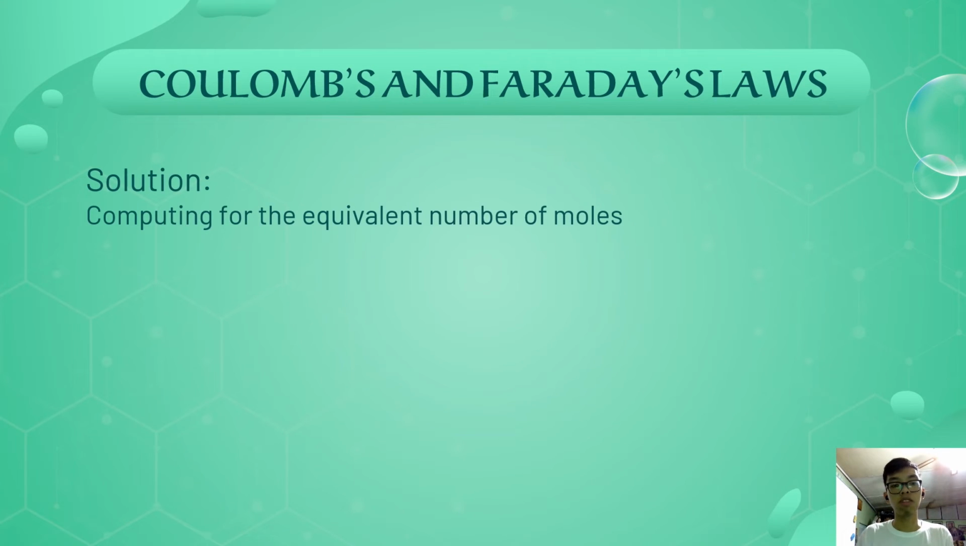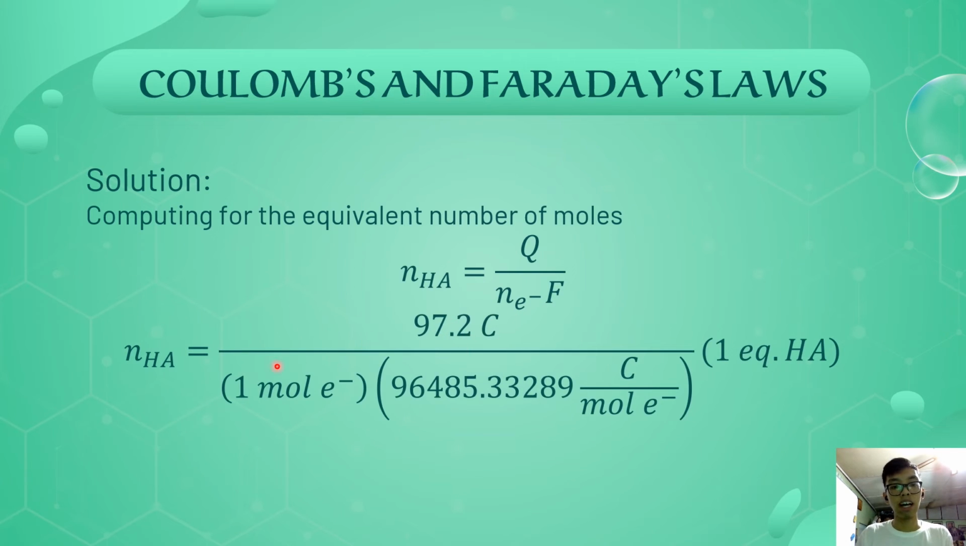And then we will substitute that to this formula for the equivalent number of moles, which is the charge over the number of moles of electrons multiplied by Faraday's constant. We have here, and we multiply that by 1 equivalent of the organic acid. We have the number of equivalent moles of the organic acid to be 1.00741 times 10 to the negative 3. But this is not yet the final answer, as this is still in moles. We would want it to be in grams.